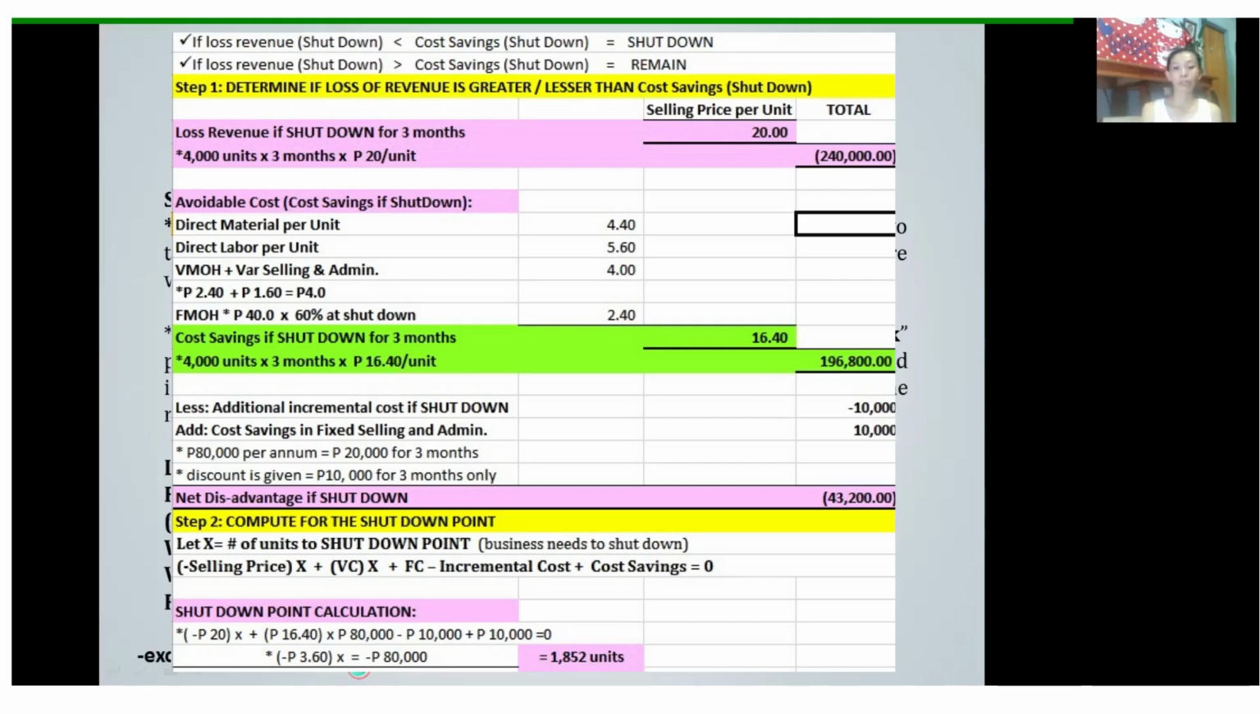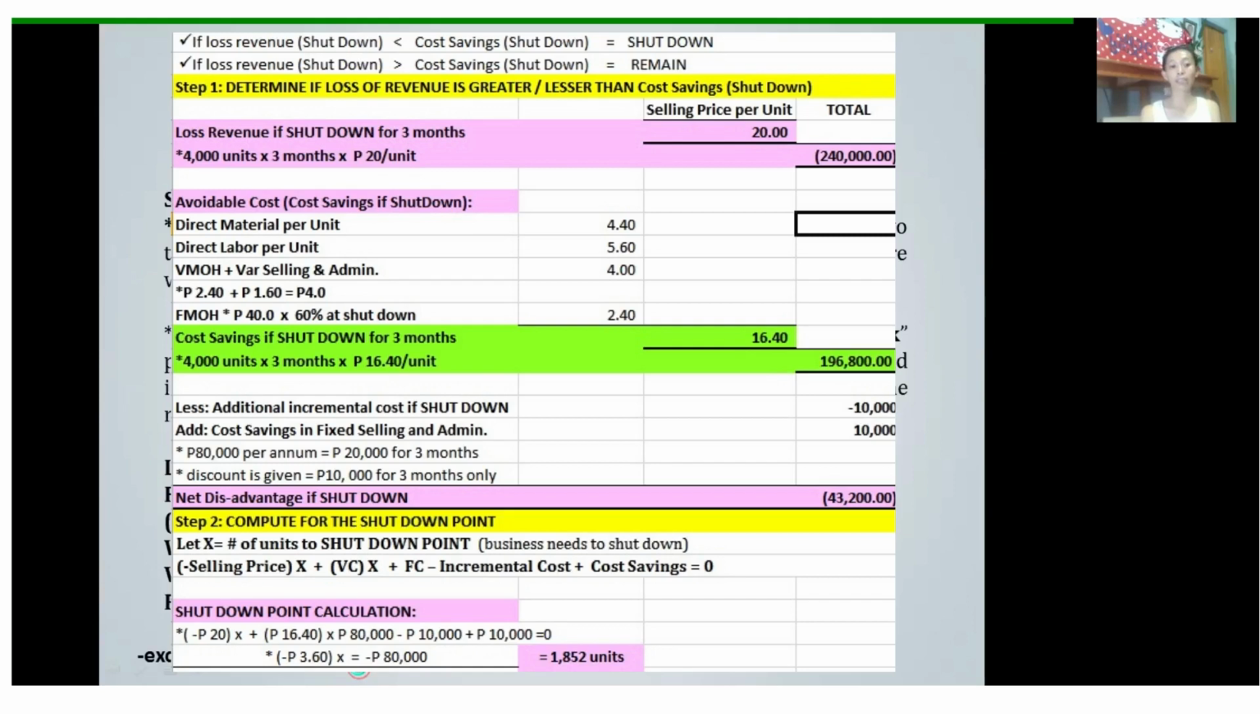So here, in calculating for the shutdown point, we operate, the shutdown point is the quantity at which, given the number of units sold in the market or the production level, Brunei decides to shut down, because operating at this level will be very disadvantageous to the company. So at the present moment, they operate at 4,000 units per month. So let's compute for the shutdown point.